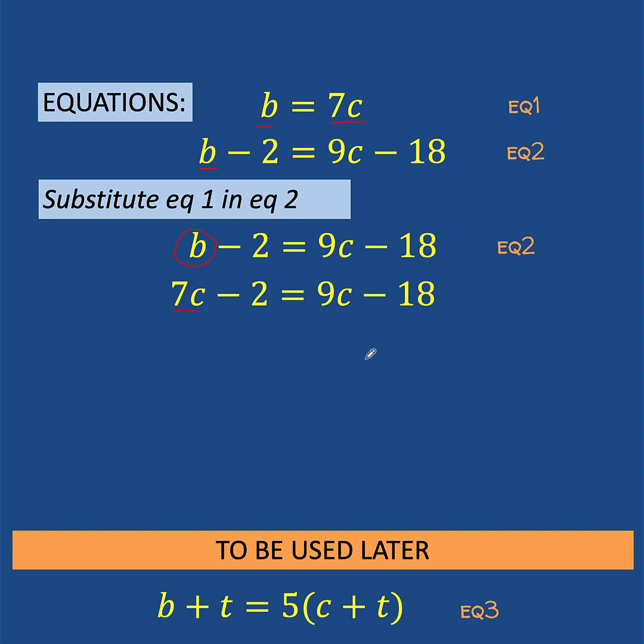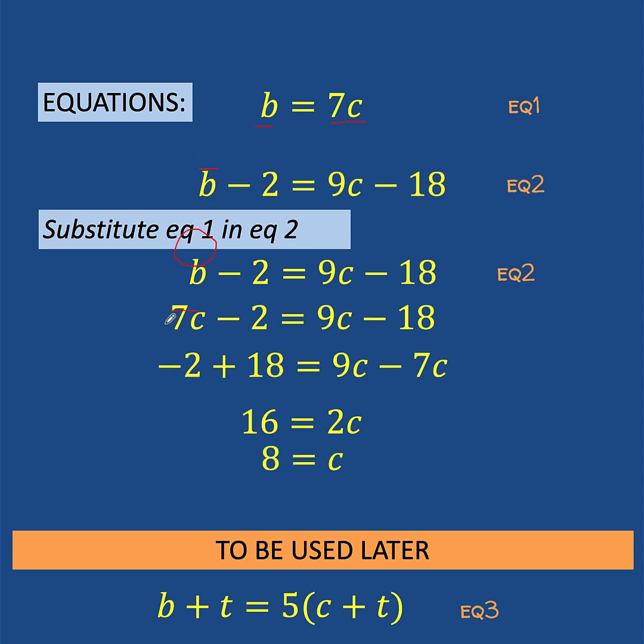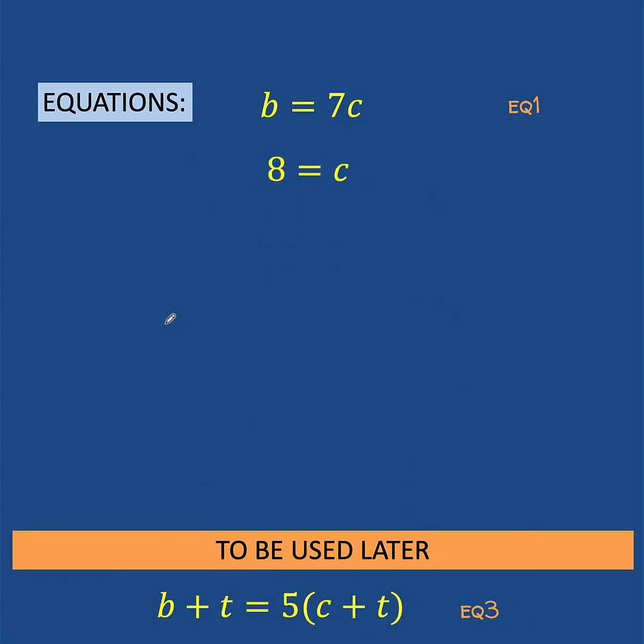Then combining like terms, we are going to add 18 to both sides and subtract 7C from both sides of the equation. And simplifying, the left side becomes 16 and the right side is 2C. And dividing both sides by 2, the age of Carol is 8. This is the present age of Carol. And since Bob is 7 times as old as Carol, then Bob is 7 times 8 or 56 years old.